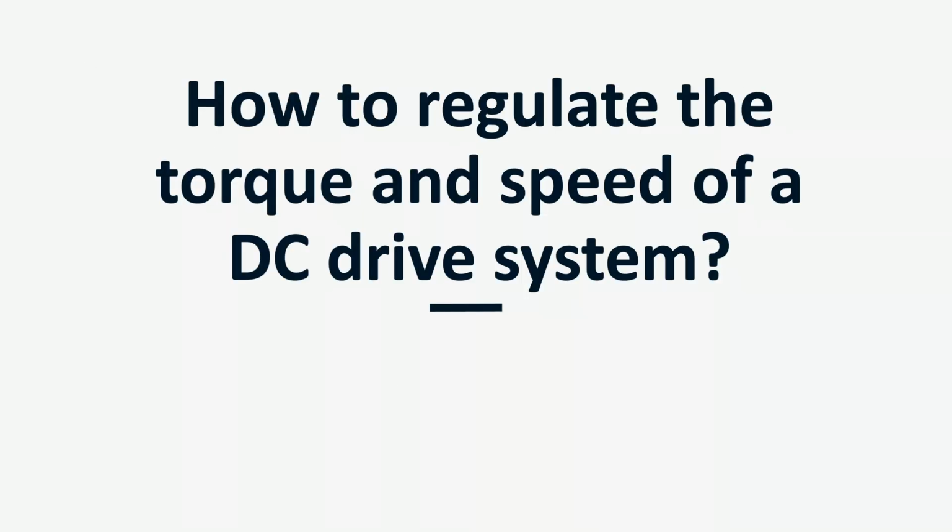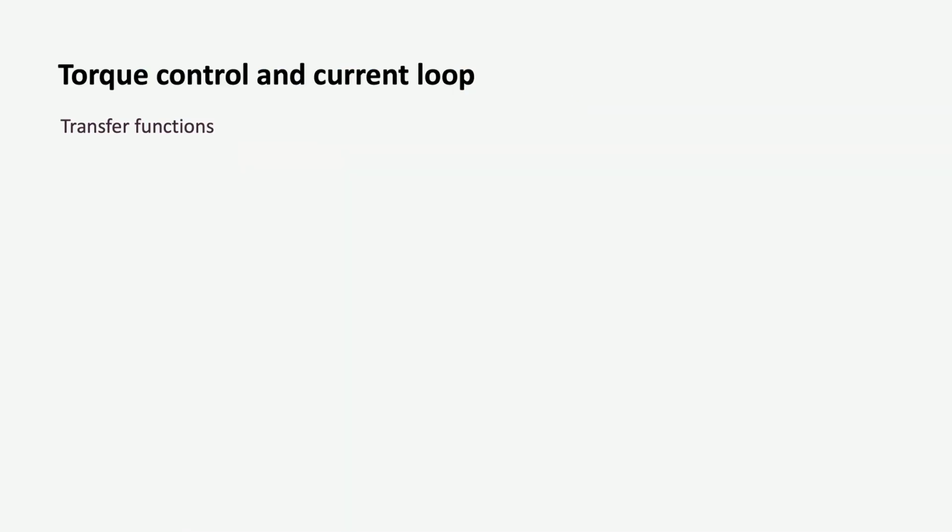Then comes the question: how to regulate the torque or the speed using the closed-loop control? Let's first take a close look at the torque control, which is done by the current loop because they are linearly related. Previously, we have derived the electrical system transfer function. To regulate the current or the torque, a feedback system based on a PI control with the transfer function C(s) is usually used.